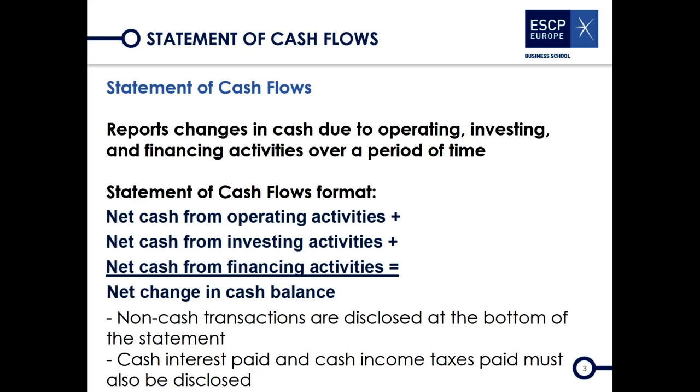So how do we break the net change in cash up? Well, we break it up into 3 categories. The first category is the net cash from operating activities. The second is the net cash from investing activities, and the last one is the net cash from financing activities. So we need to decide what part of the change in cash belongs to operating activities, what part to investing activities, what part to financing activities. We're going to see in a moment what's behind those activities.